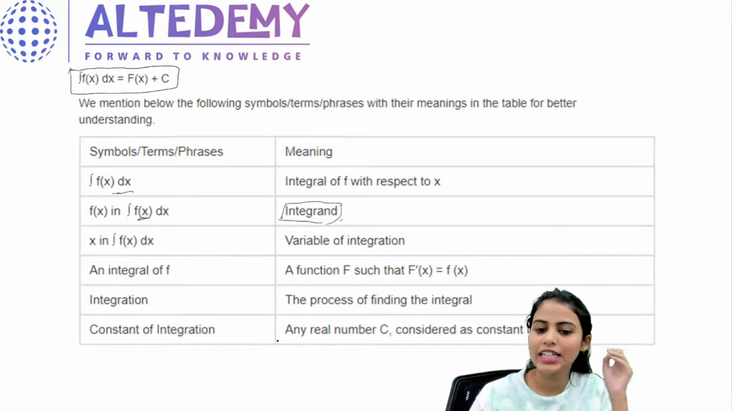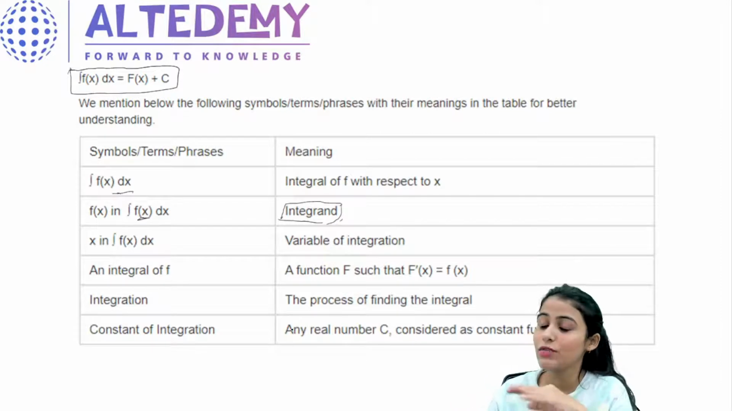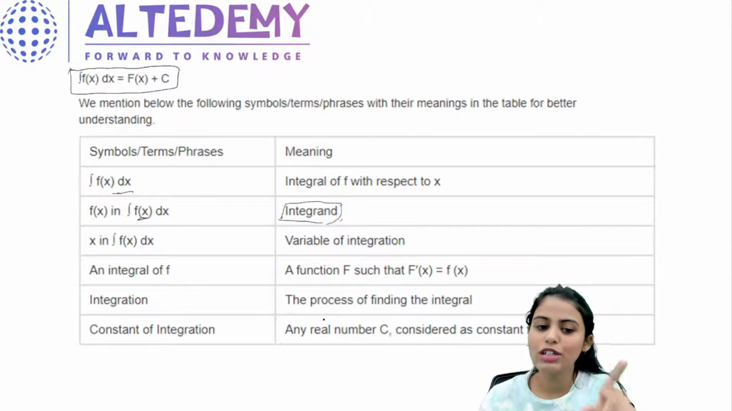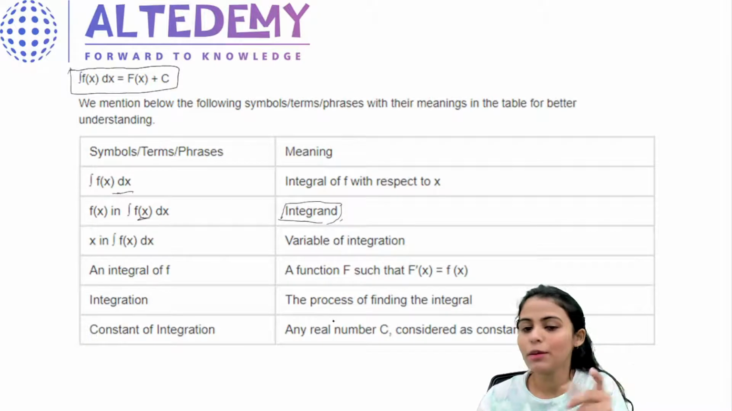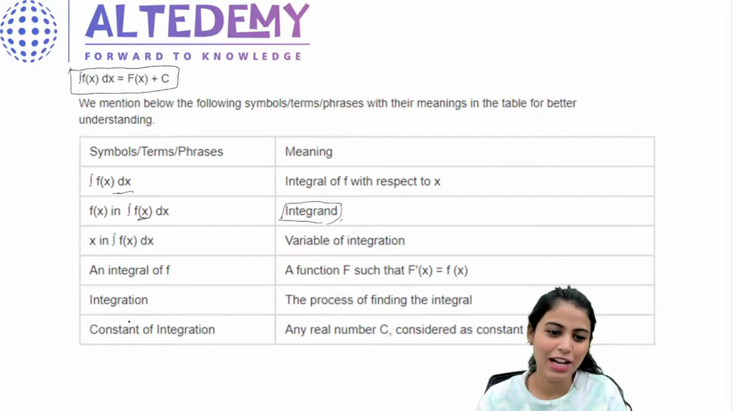Constant of integration: any real number c can be considered as a constant function. You will get to realize the meaning of the constant in definite integration. In indefinite integration there is no limit, you just solve the question and write plus c. Writing plus c in indefinite integration is very, very important. Marks are deducted if you don't write plus c, and then don't blame me after that. I am telling you.